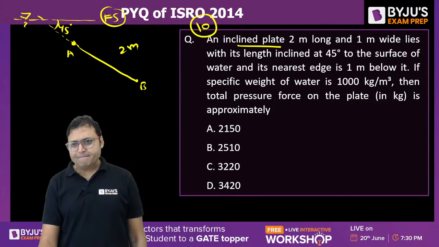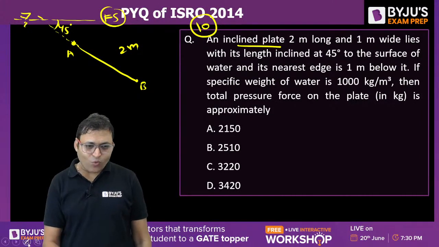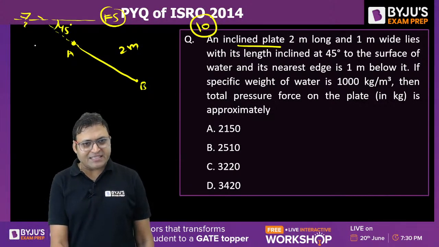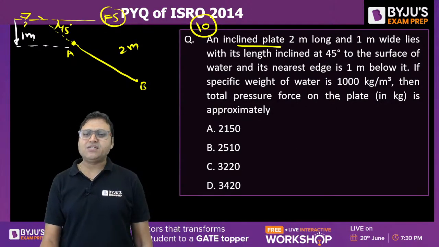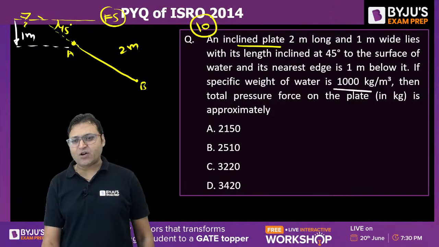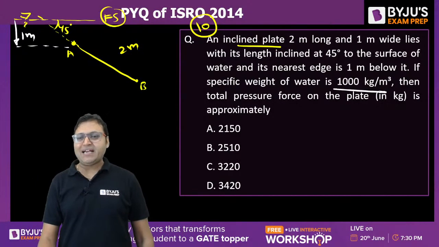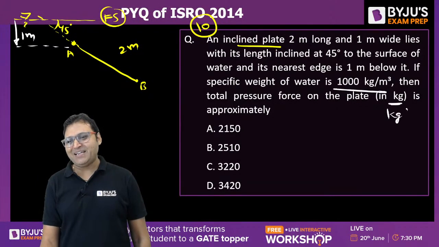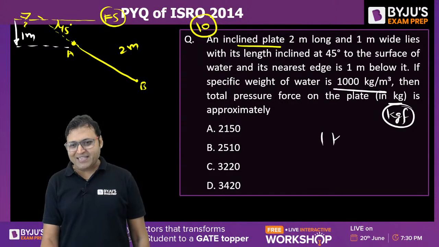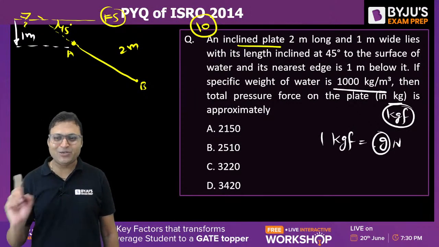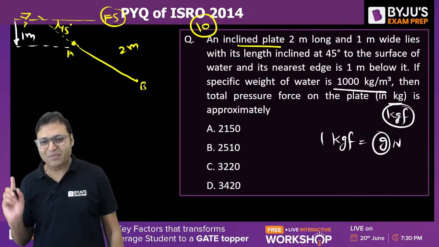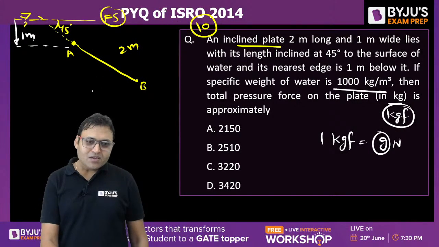And its nearest edge is 1 meter below it. It means the depth of A is 1 meter from the free surface. If the specific weight of water is 1000 kilogram per meter cube, that is actually the density, then the total pressure force on the plate in kilogram, what does that mean? It means in kilogram force. 1 kgf is equal to g newton. So do not put g as 9.81. Otherwise, your answer will be in newton.